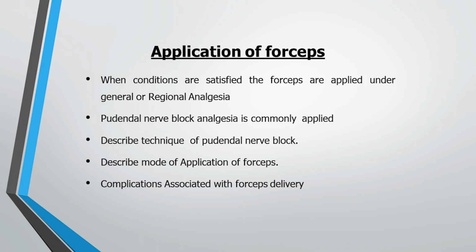Application of forceps. Before you apply forceps, you must ensure that all the conditions we listed above are established: the cervix is fully dilated, no contracted pelvis, no bladder fullness, and membranes have been ruptured. All this you must know. Then in applying it, there's a need for analgesia. The type of analgesia that we use mainly is pudendal nerve block analgesia combined with perineal infiltration.